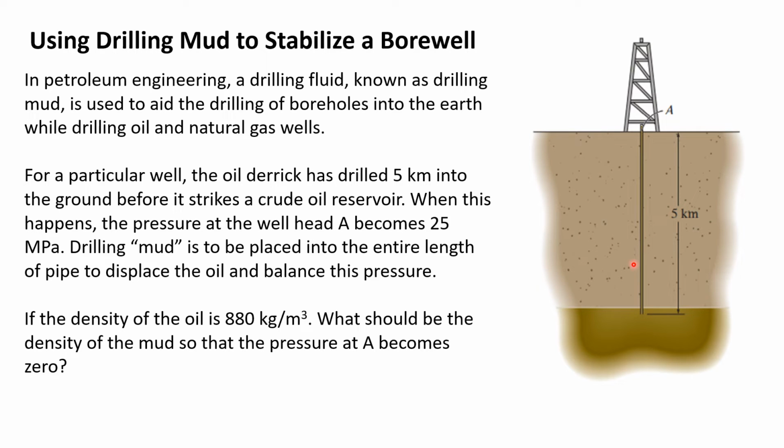So let's say the density of the oil, which we can look up in a table. In this example, I'm giving it to you, but you can look on the internet or in a lot of appendices. Let's say it's 880 kilograms per cubic meter. What should the density of the mud that we mix up be so that when we pump it down inside the well, the pressure at A becomes zero?